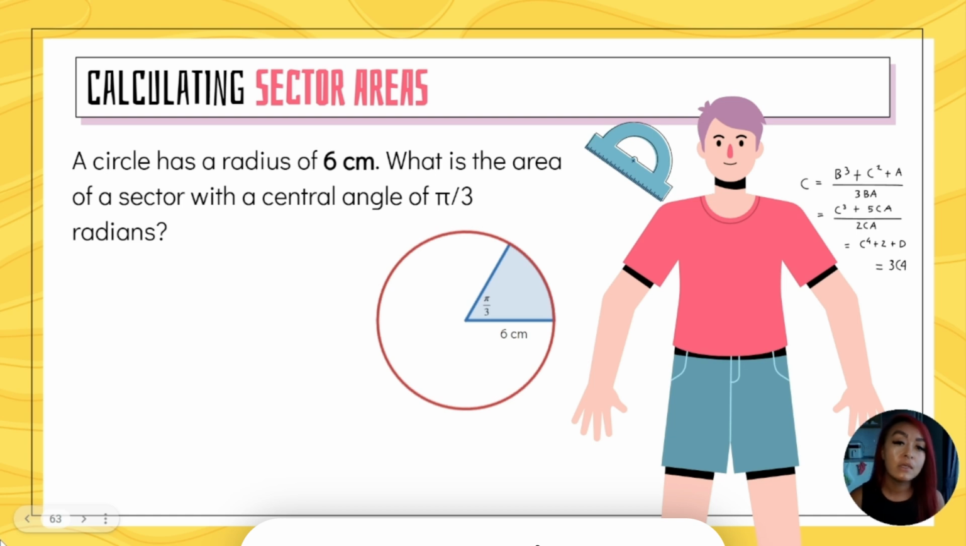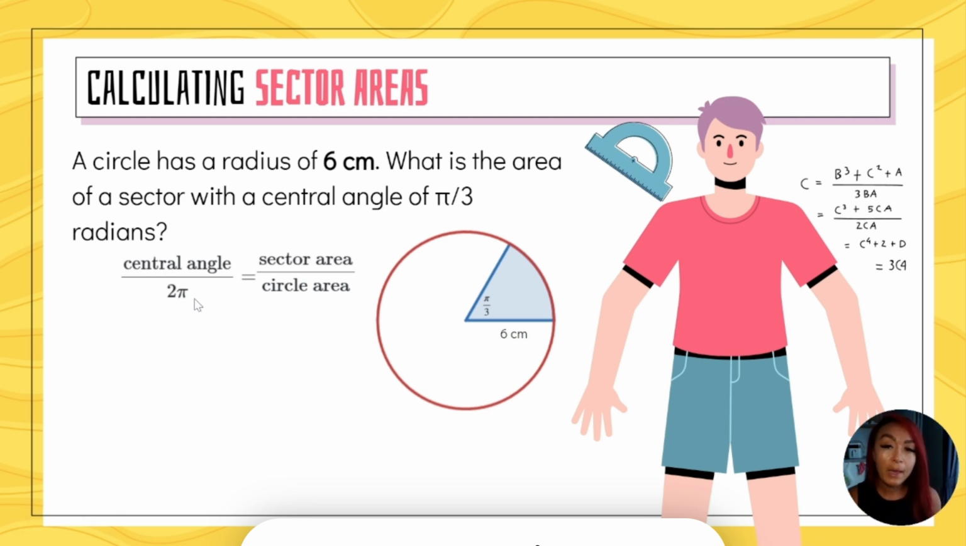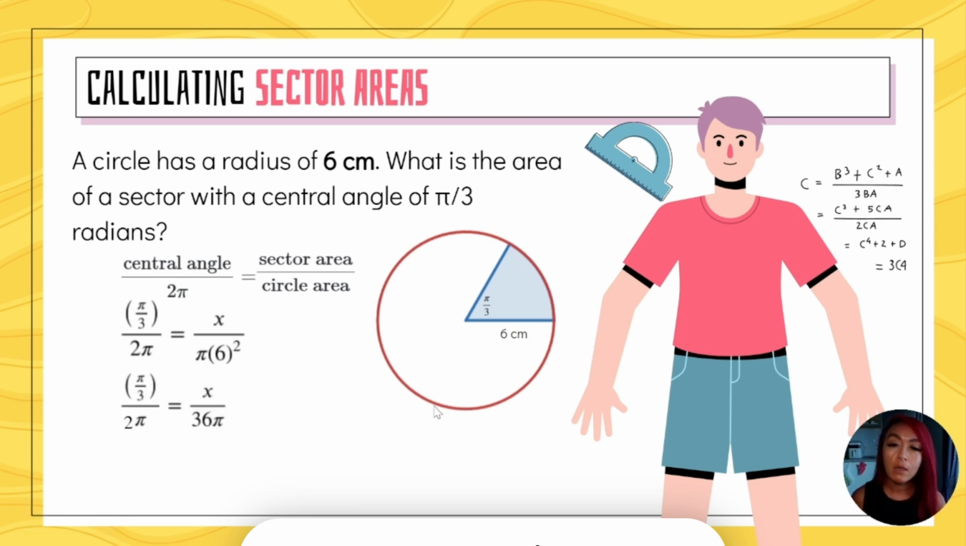Now the central angle is in radians. So we're going to need the central angle over 2 pi equals the sector area over the circle area. So let's substitute into the formula. We'll get pi over 3 over 2 pi equals x over pi 6 squared, right? Just substituting 6 for our radius. We can simplify and we get pi over 3 over 2 pi equals x over 36 pi.